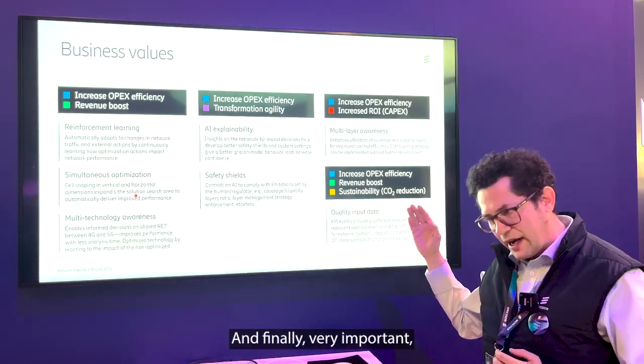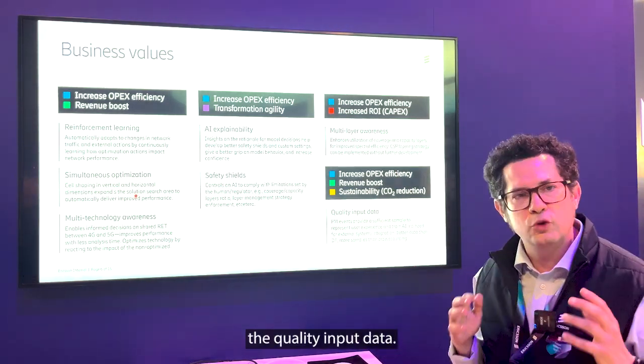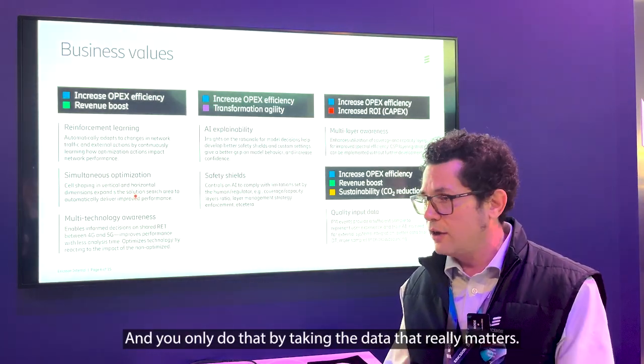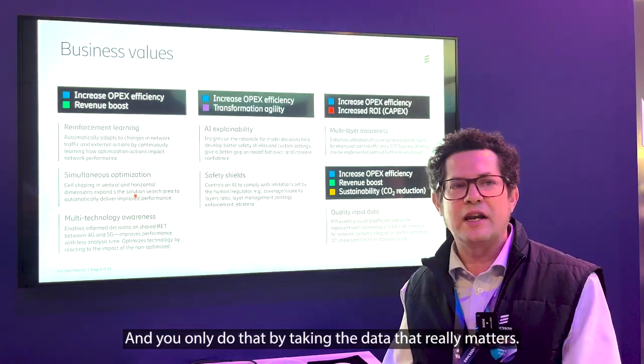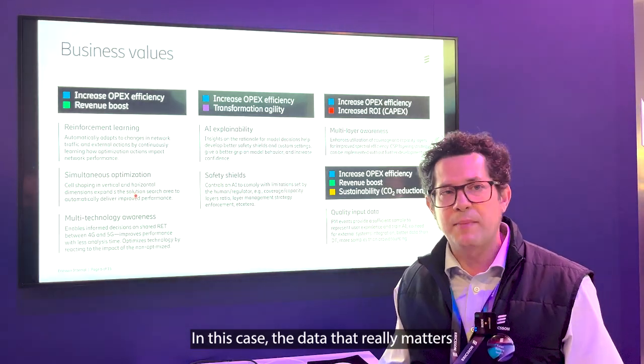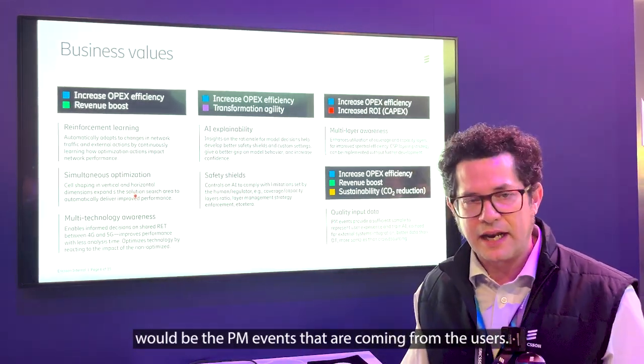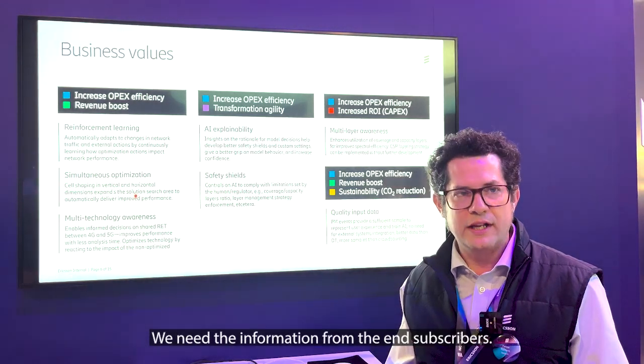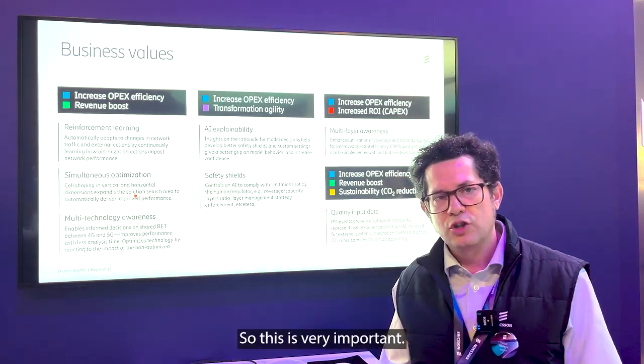And finally, very important, the quality input data. You need to have the right data in order to make the right decisions. And you only do that by taking the data that really matters. In this case, the data that really matters would be the PM events that are coming from the users, right? We need information from the end subscribers. So this is very important.